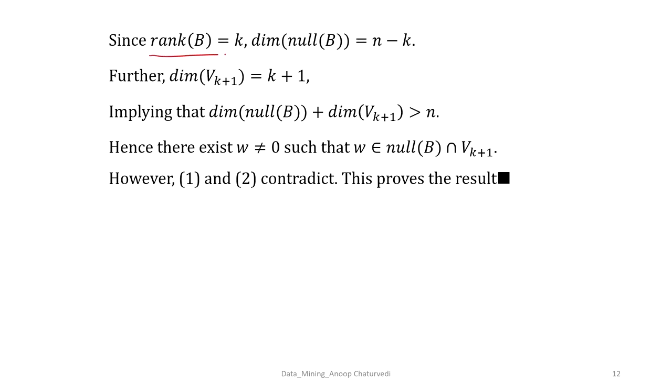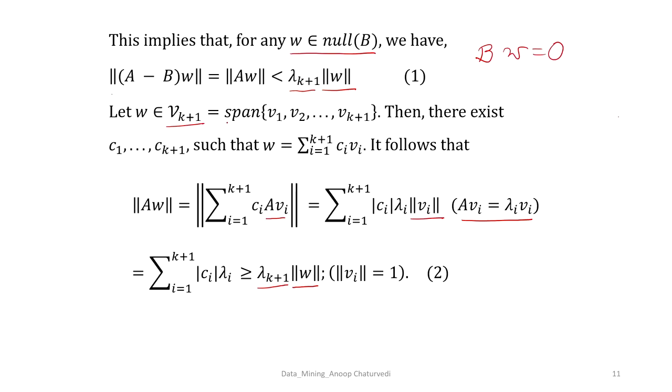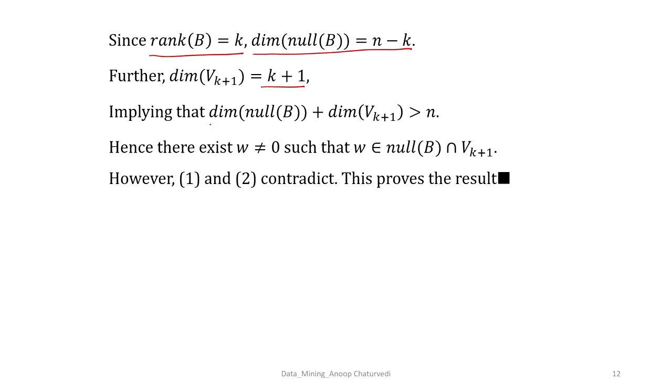Now, rank of B is equal to k. So, the dimension of the null space of B is n minus k. Then, dimension of V k plus 1 is k plus 1, because V k plus 1 is spanned by these k plus 1 vectors V 1, V 2, ..., V k plus 1. Now, this implies that the dimension of the null space of B plus dimension of V k plus 1 is greater than n. So, there exists a W not equal to 0 such that W belongs to the null space of B intersection V k plus 1. So, W belongs to both the null space of B as well as V k plus 1.